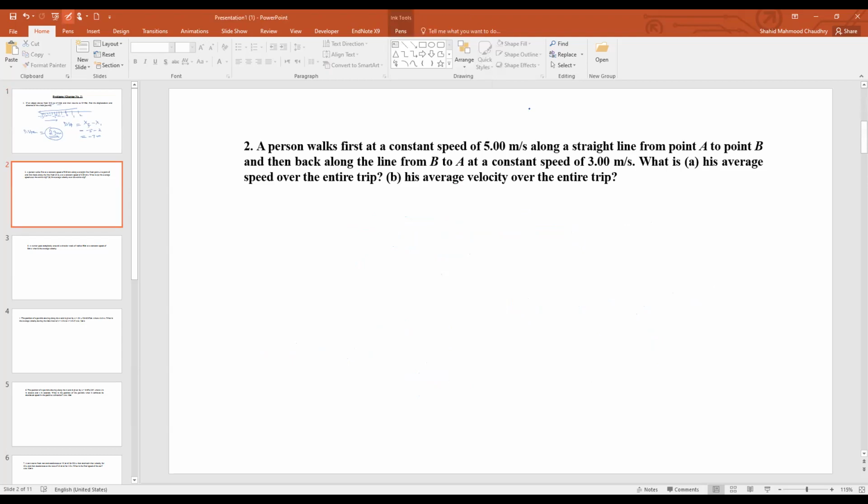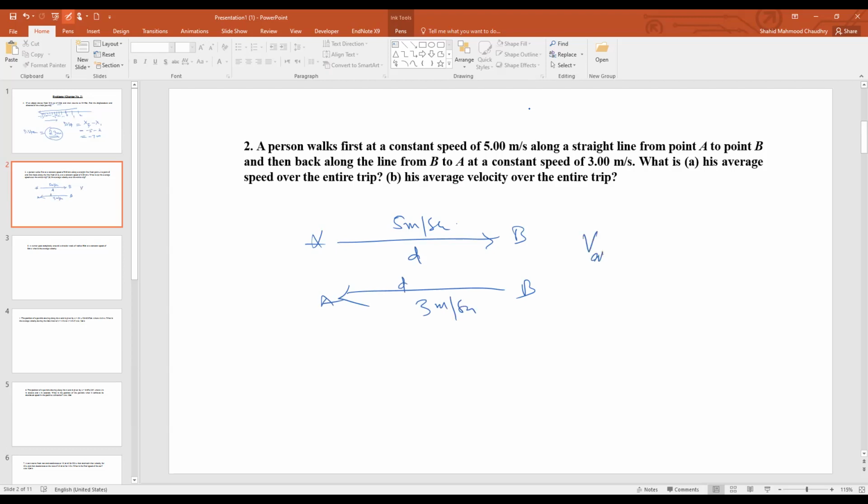So you can see a person walks first at a constant speed of 5 meters per second along a straight line from A to B. So this is A and this is B. Its speed is given as 5 meters per second, but the distance is not mentioned, so you will take it as D. Then back along the line from B to A at 3 meters per second. The distance is the same. What is his average speed?